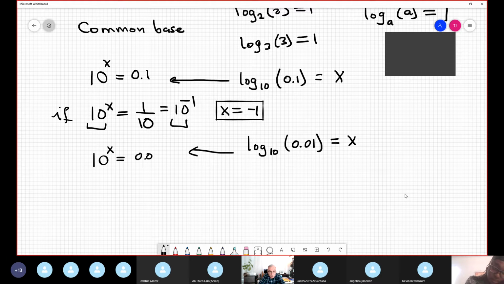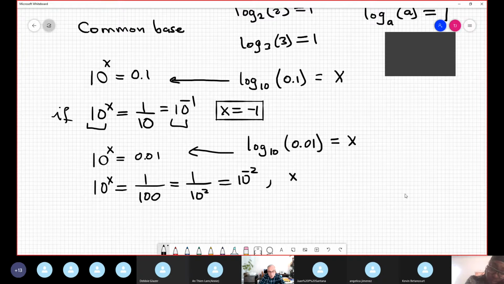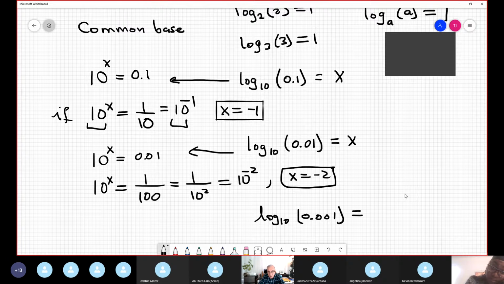This is 0.01, and 0.01 is equivalent to 1 over 100. If 1 over 100 is equal to 1 over 10 squared, it's 10 to the minus 2. It's obvious then, x is equal to minus 2. And so on. So you continue: logarithm base 10 of 0.001 is negative 3, right?